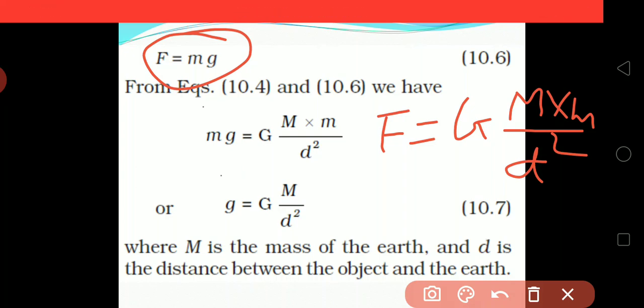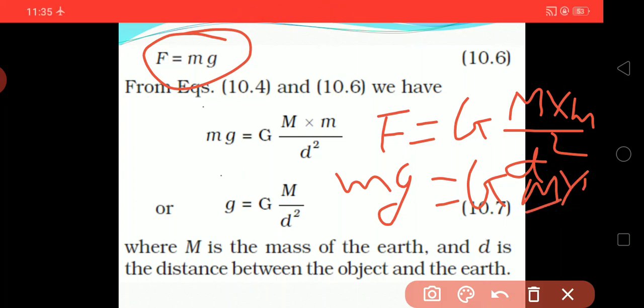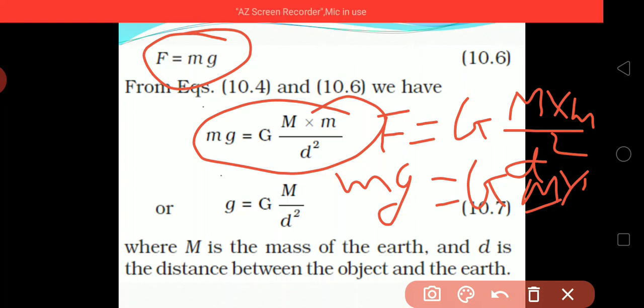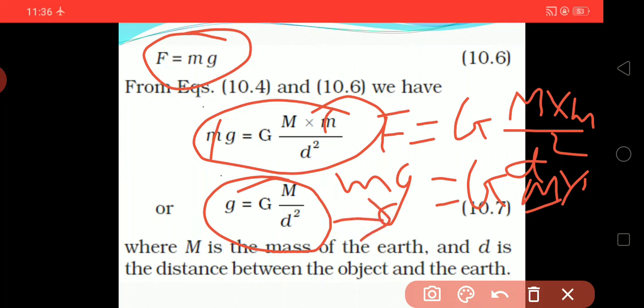Now, using this equation and the other, F is equal to mg, substituting F is equal to mg, we get a new equation: mg is equal to capital G capital M into m upon d square. Now you can see that small m on both sides will cancel, so our equation will be small g is equal to capital G capital M upon d square. So we get a new equation.